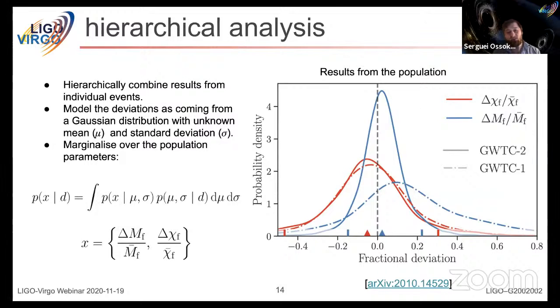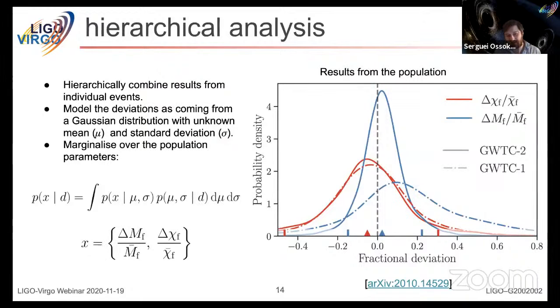Next slide, please. Now, we want to remove this restrictive assumption that we have shared values of the deviation parameters. In order to do so, we model the deviations for every event in our pool as coming from a joint, common distribution, which we take to be a Gaussian distribution with an unknown mean mu and standard deviation sigma. General relativity would be recovered for this particular test when both mu and sigma are 0. When we have the distribution of mu and sigma, we can go ahead and marginalize over these population parameters. So this is what's given by this integral.